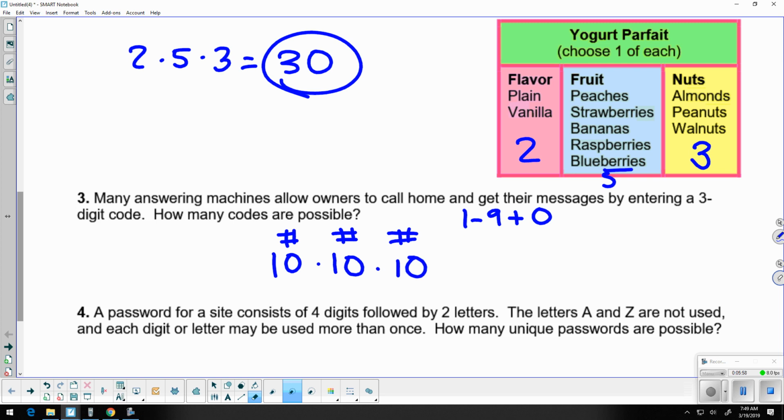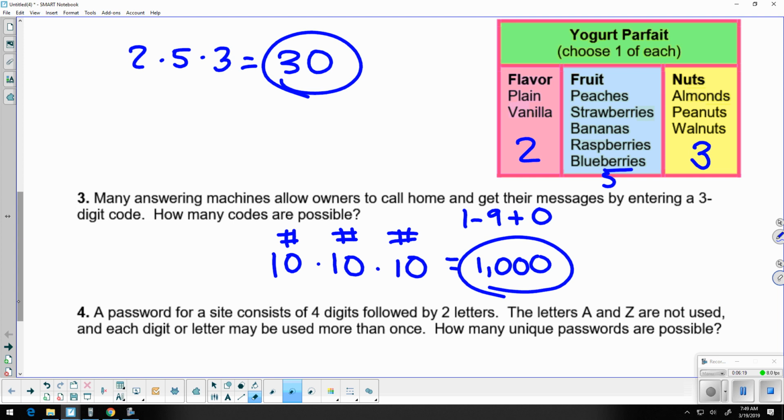Okay, because it doesn't say that you can't repeat numbers, so I can put my passcode if I want to be 000, or I can do 999, or I could do 976, or I could do 123. These are all the different choices that we have. But how many different passcodes would there be then? There'd be 1,000 different passcodes.